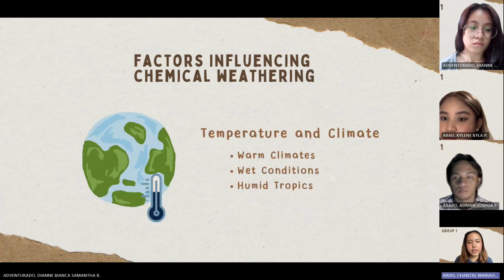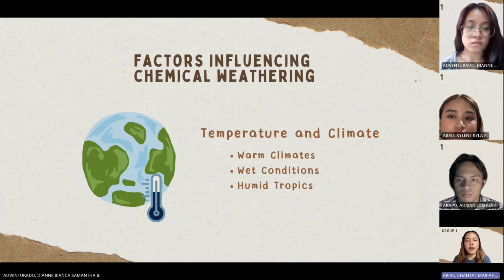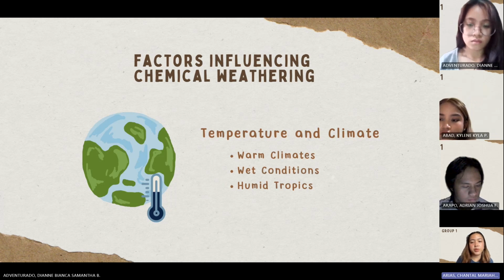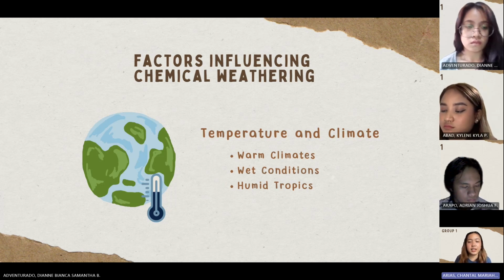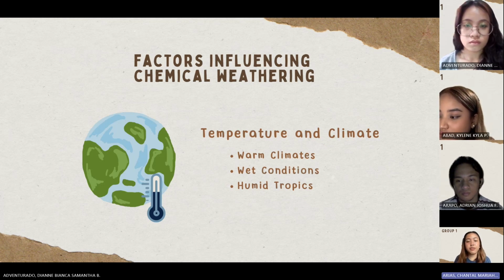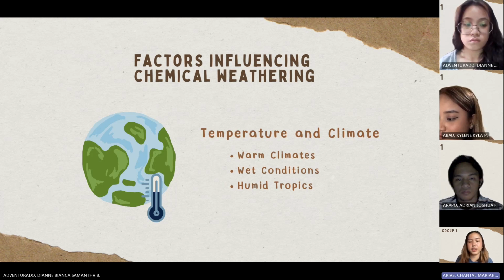So for temperature and climate: warm climates, wet conditions, humid tropics. So for warm climates, higher temperatures speed up chemical reactions. Higher temperature, so maglilid siya to faster weathering rates. Wet conditions: abundant moisture promotes chemical reactions and biological activity. Humid tropics: the combination of high temperatures and rainfall in tropical regions creates ideal conditions for rapid chemical weathering. Next.